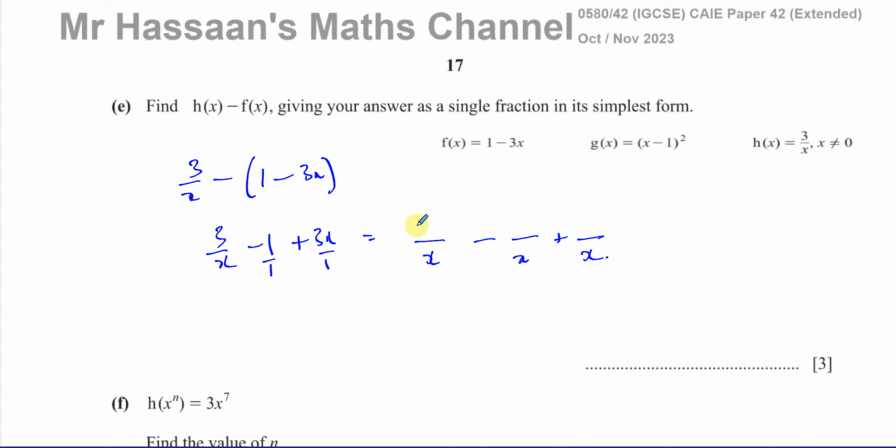So 3 over x will be 3 over x. Minus 1 over 1 is going to become minus x over x. And 3x over 1 is going to become 3x squared over x. Okay, we have now got the same denominator. So this is going to be 3x squared minus x plus 3 over x. That is your answer as one fraction in its simplest form. I don't think we could factorize that. We don't have to factorize it because nothing will cancel out anyway. So that's fine. We got the answer as a single fraction in its simplest form.